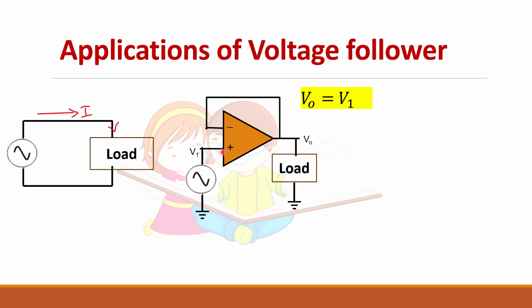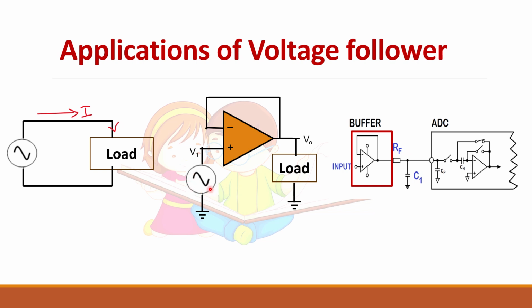Now the problem is that it draws more current from the source. This is a voltage follower, and the voltage follower has high input impedance, so it will not draw any current from the source. So your problem is solved. Moreover, the advantage of the voltage follower is that it has low output impedance. It means that you can connect the load easily.